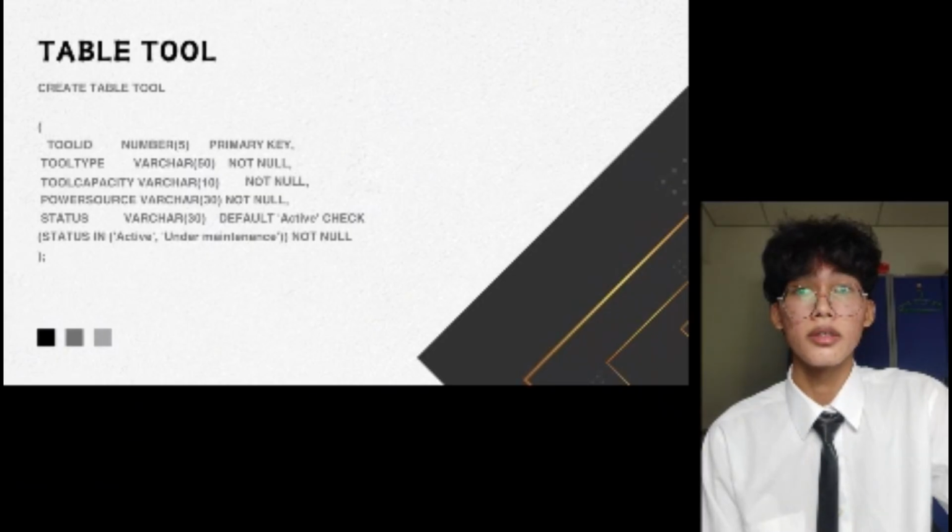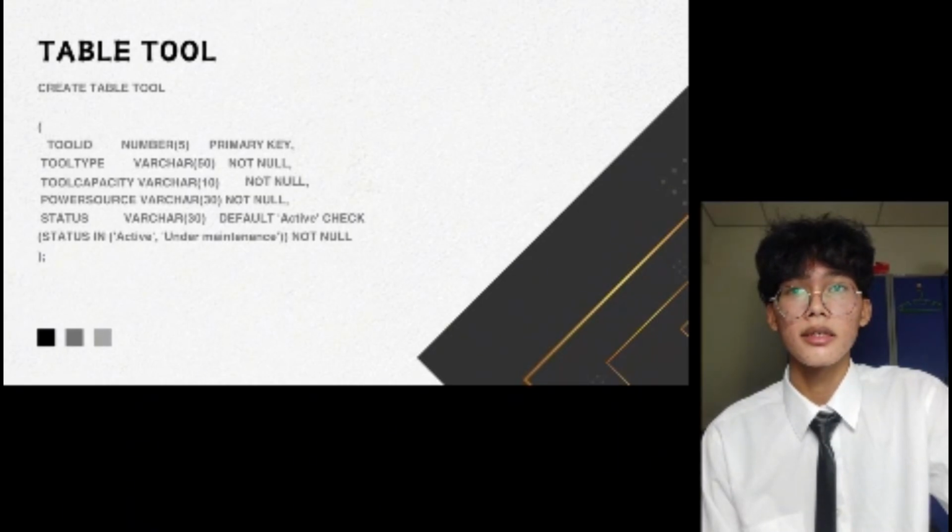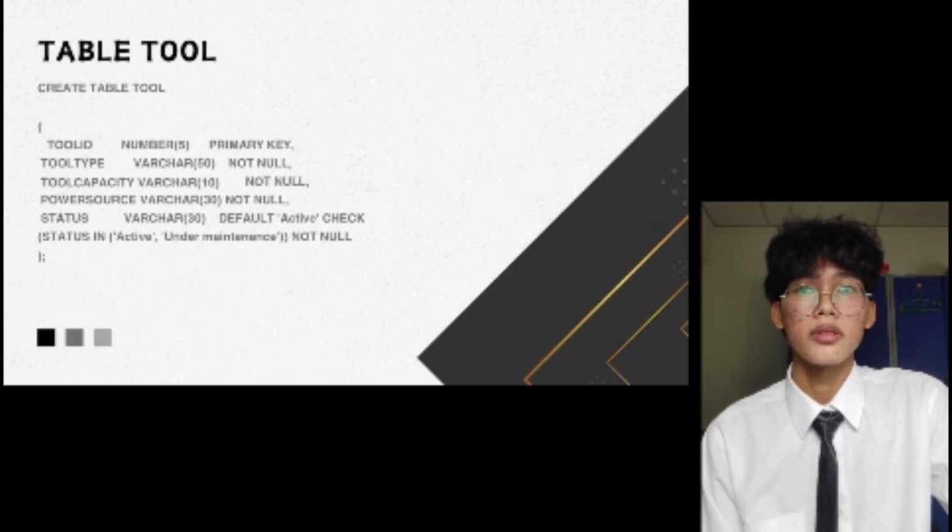And for the tool table, tool ID is a unique identifier for each tool, acting as the primary key. For the status, it uses a check constraint to allow only active or under maintenance tools. Tool capacity and power source store tool-specific details, ensuring effective tracking.